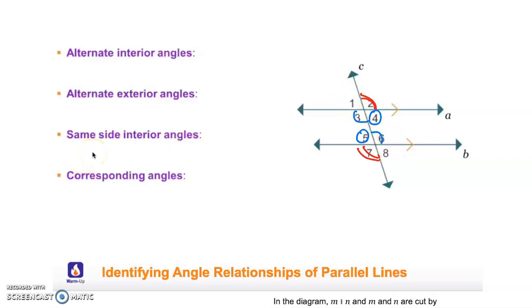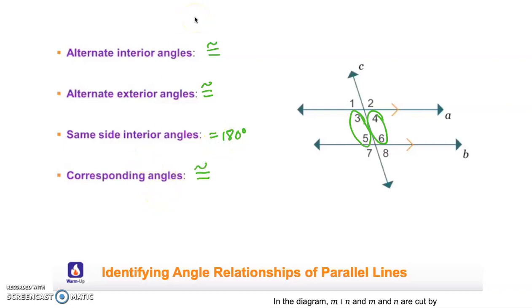Same side interior angles. Same side interior angles means they're on the same side of the transversal and on the inside, so between the parallel lines. So 3 and 5 are same side, and 4 and 6 are same side interior angles. And we know that those equal 180 degrees. They're supplementary. These are congruent, and then finally our corresponding angles we know are also congruent.